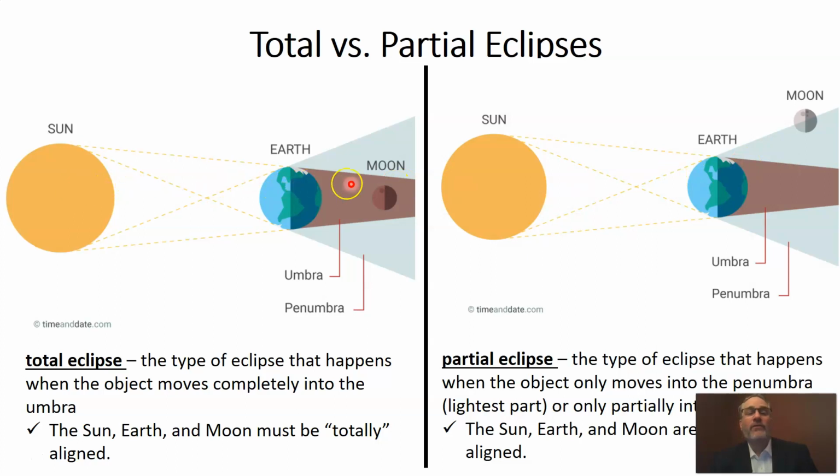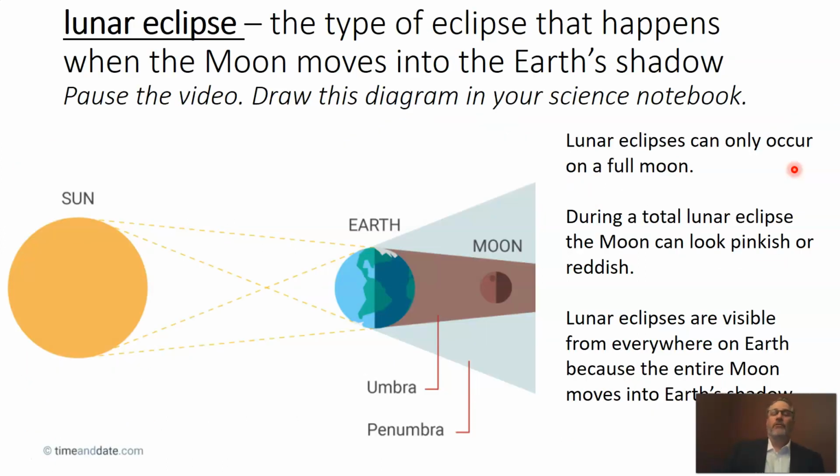So a total eclipse is a perfect alignment where the object that's moving into the shadow cone is going to be in the umbra. And with a partial eclipse, the object that is moving into the shadow is either going to move into the penumbra or only partially into the umbra. So let's take a moment to look at these two most important types of eclipses. First one I want to look at is the lunar eclipse. Now, lunar is a fancy word. It's a Latin word for moon. So a lunar eclipse is a type of eclipse that happens when the moon moves into the Earth's shadow. So that's what we've been looking at in our examples.